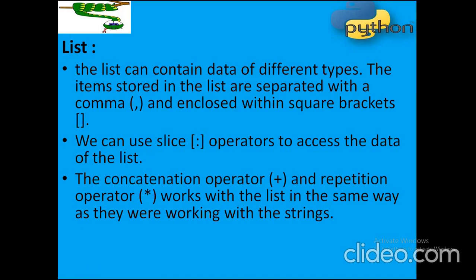The next data type is a list. The list can contain data of different data types. The items stored in the list are separated with commas and enclosed within square brackets. We remember that we always represent a list using square brackets, and here we have some functions, like the slice operators to access the data of the list. Then we have the concatenation operator plus and the repetition operator, which work with lists in the same way as they work with strings.